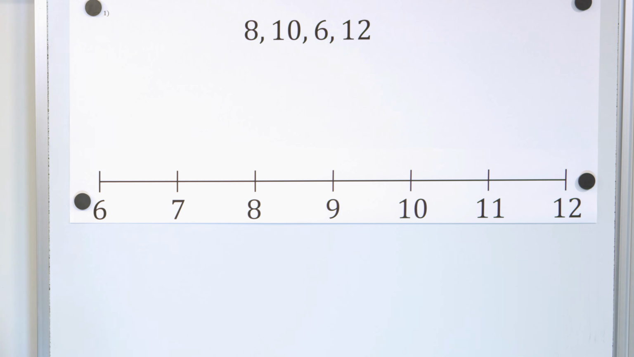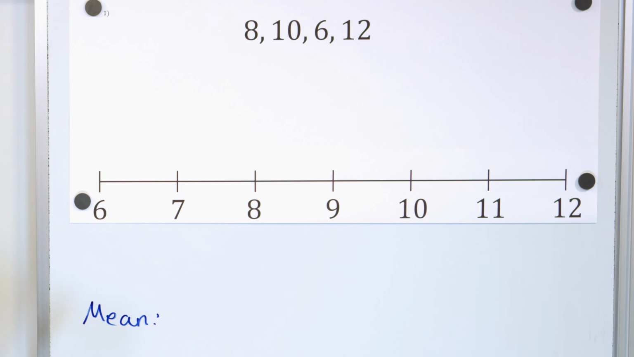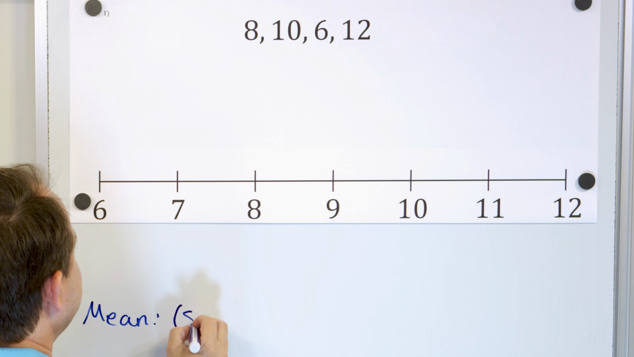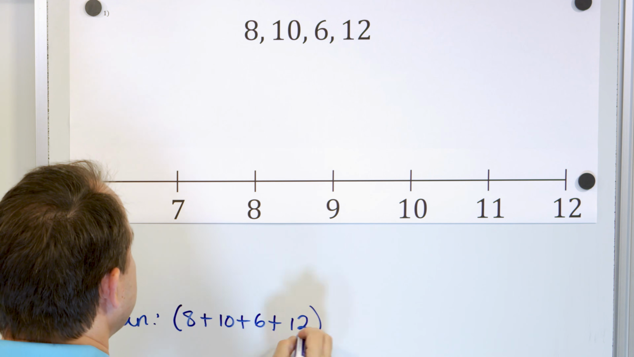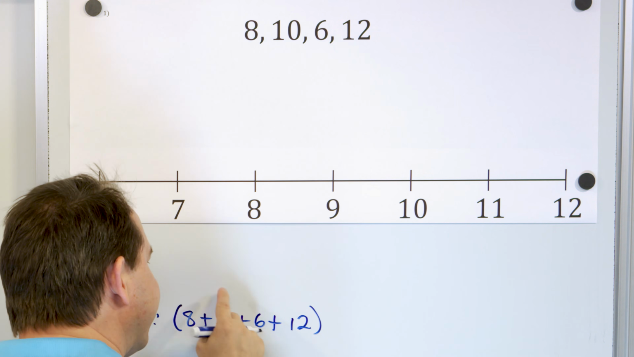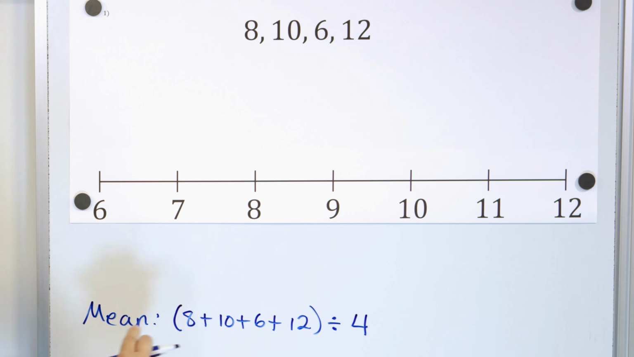All right, so what we want to do is go down here and let's calculate the mean, right? So what we do is we say, here's the mean. You add up all these data points and then you divide by the number of data points you have. So what we have is the number (8 plus 10 plus 6 plus 12). It's 4 data points. We have to add them up first. That's why we put them in parentheses. And then after we add them up, we'll divide by 4 because there's 4 data points.